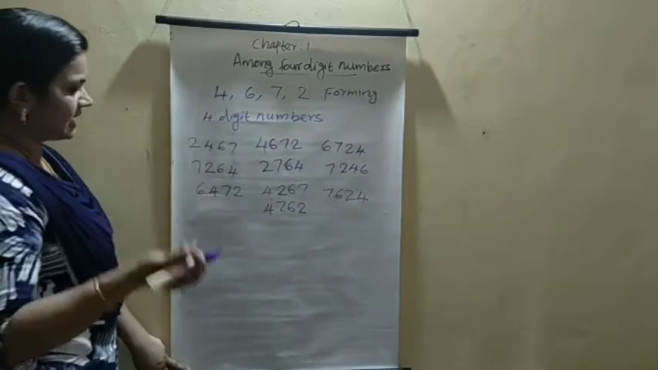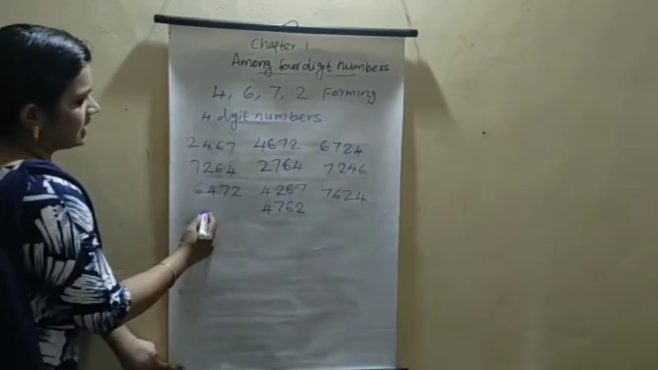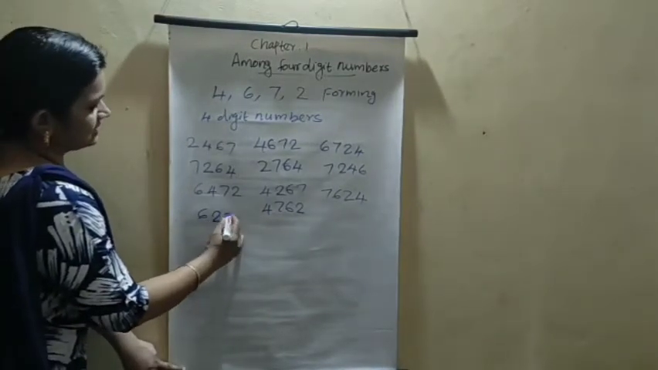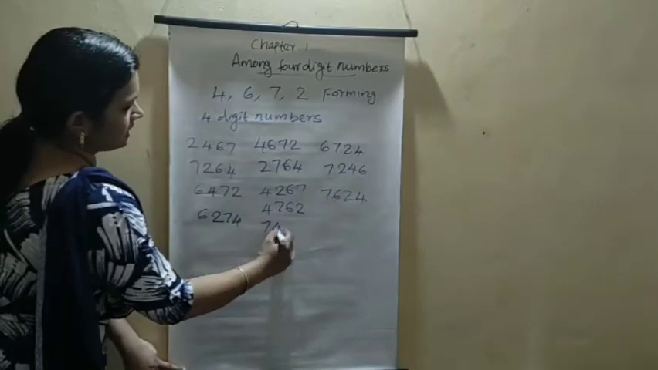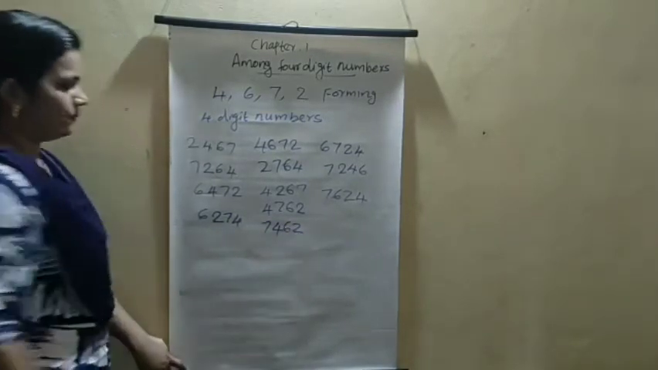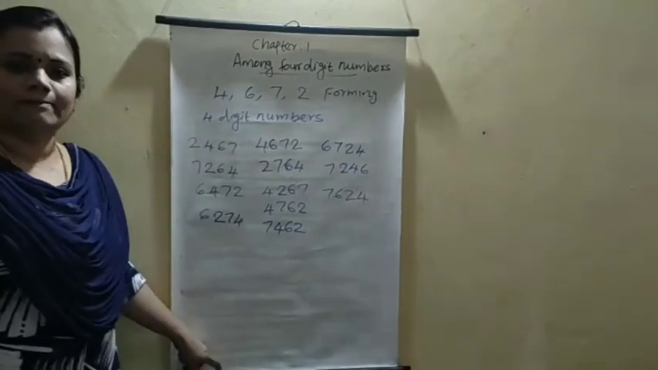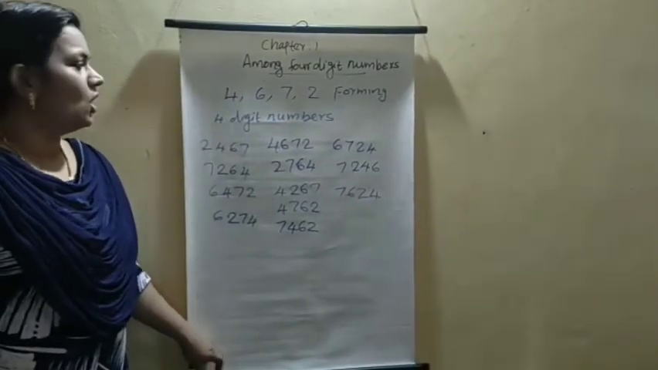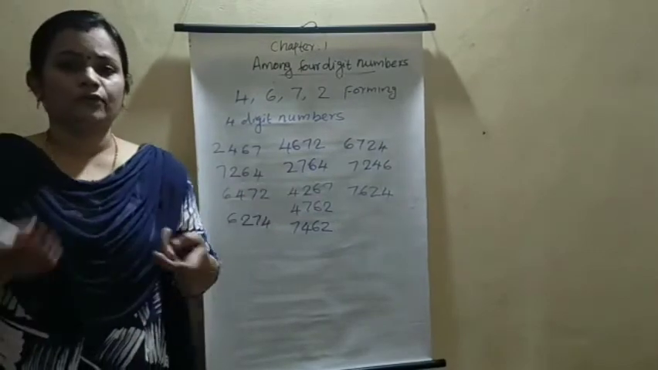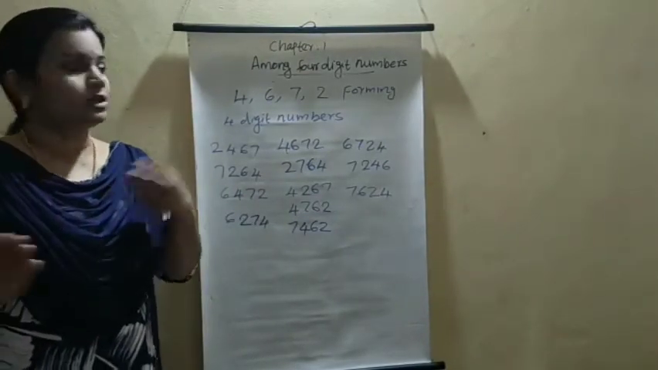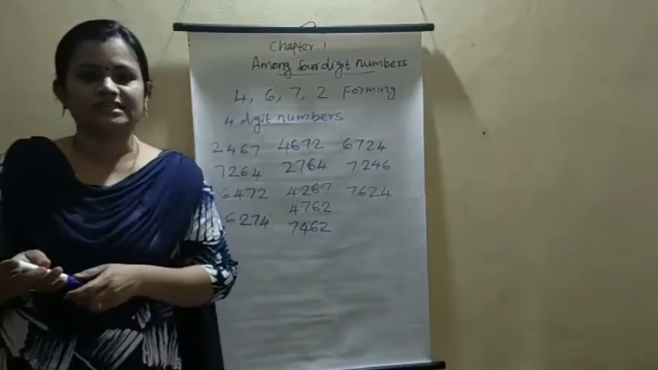We can make so many 4-digit numbers. And once again, I will write one more question. 6274. 7462. Okay, so many numbers we can make. If all of you understood before, after and between, and how to form the 4-digit number.